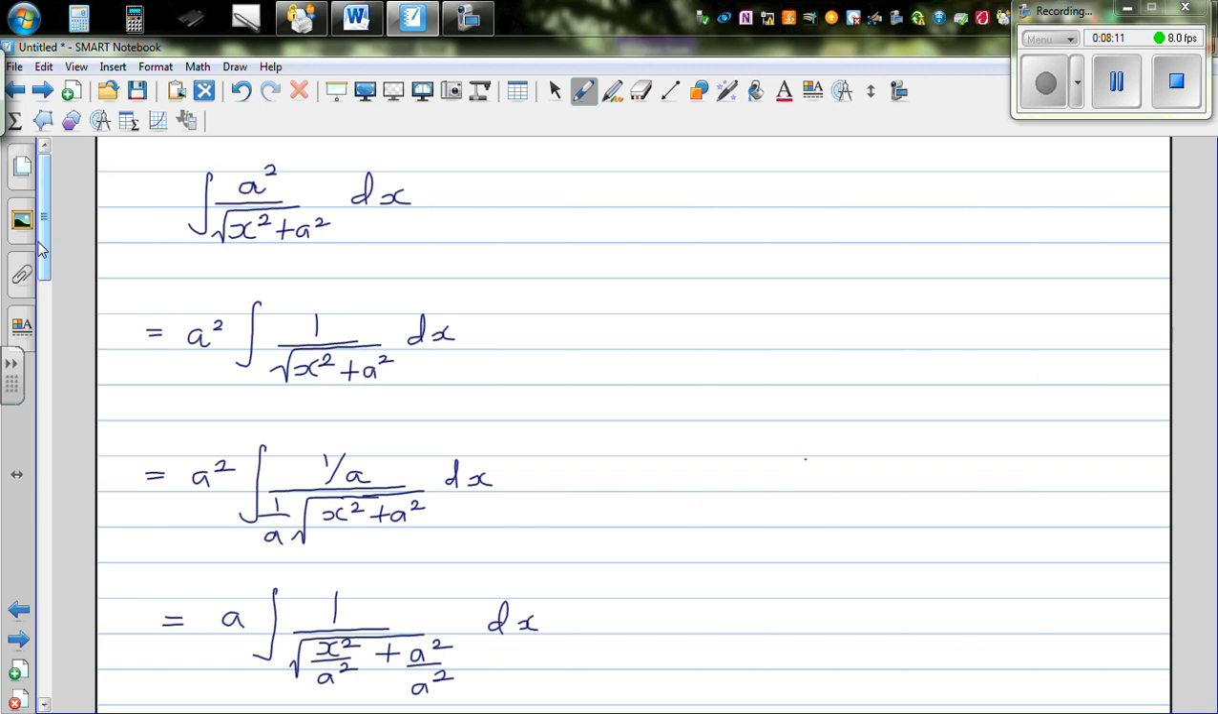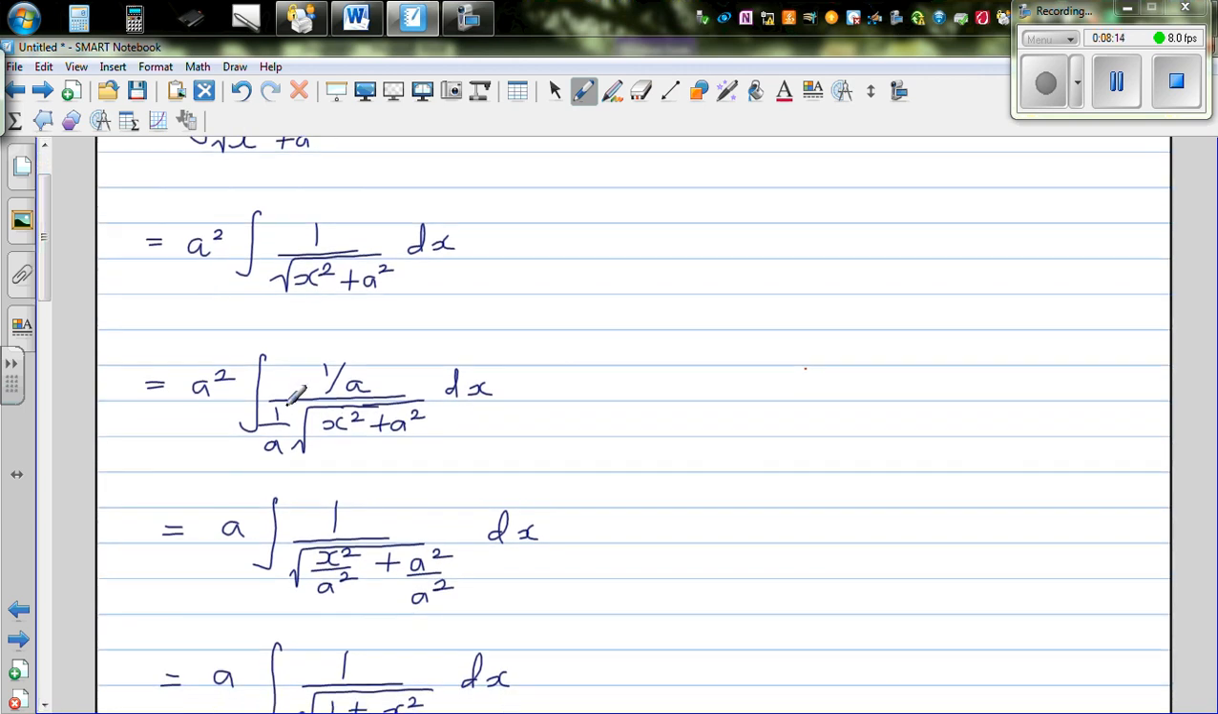Now what I've done is I have multiplied the numerator and denominator with 1 over a. The reason is I want to change this into a trig form. So if you multiply the numerator and denominator by 1 over a, so a squared times 1 over a becomes this a. And now, when 1 over a goes inside the radical, you have to square it, because this is outside the radical or square root. So when it goes inside, you have to multiply by the square of 1 over a. And that's what I've done.